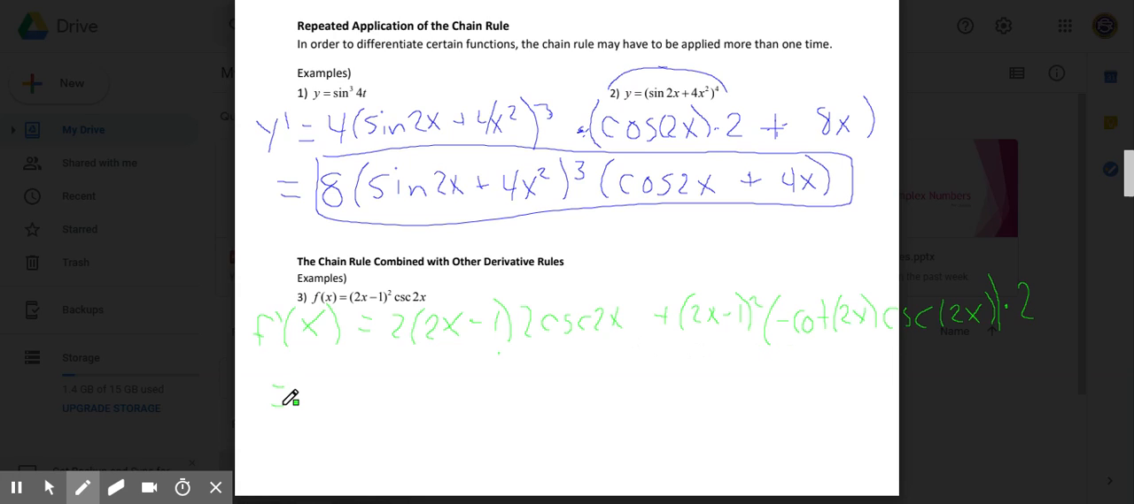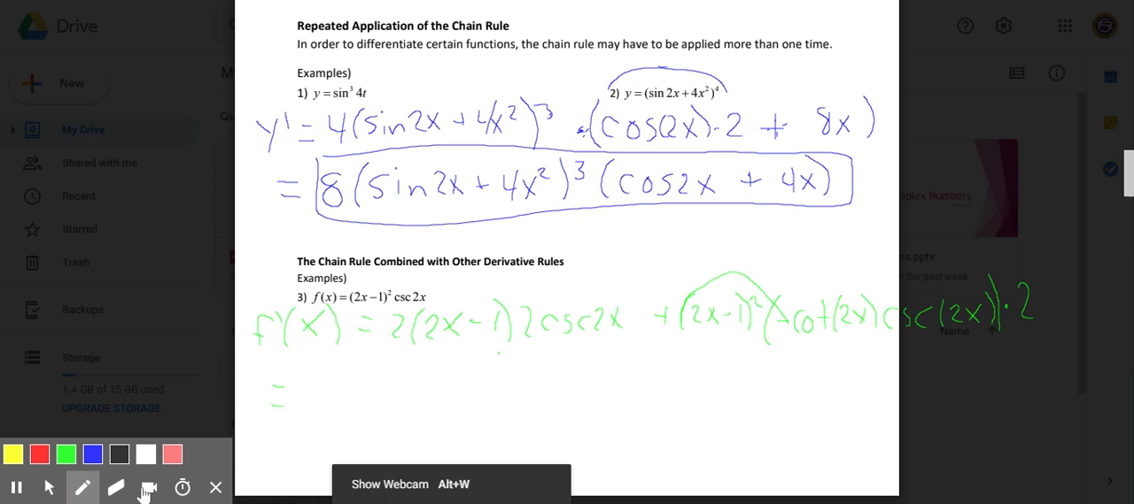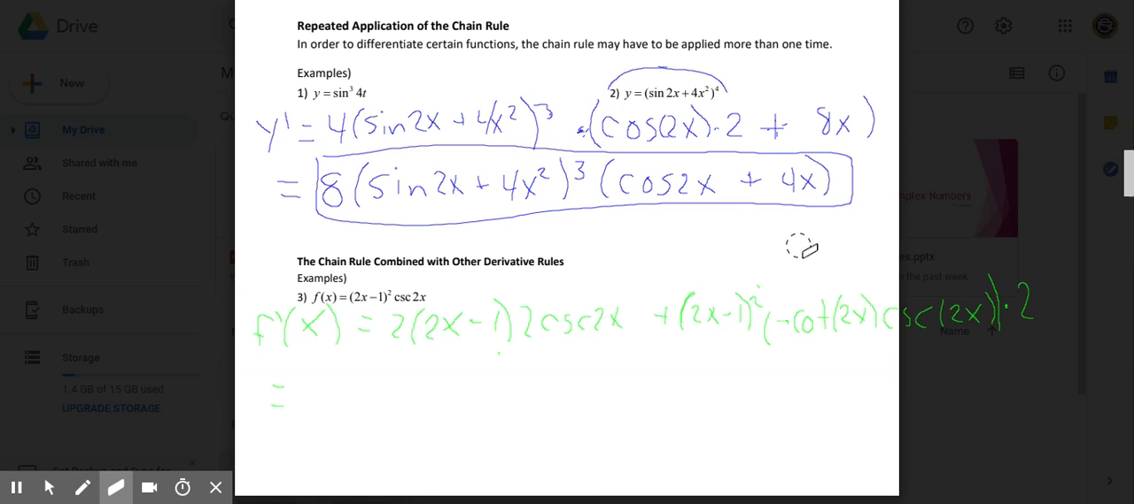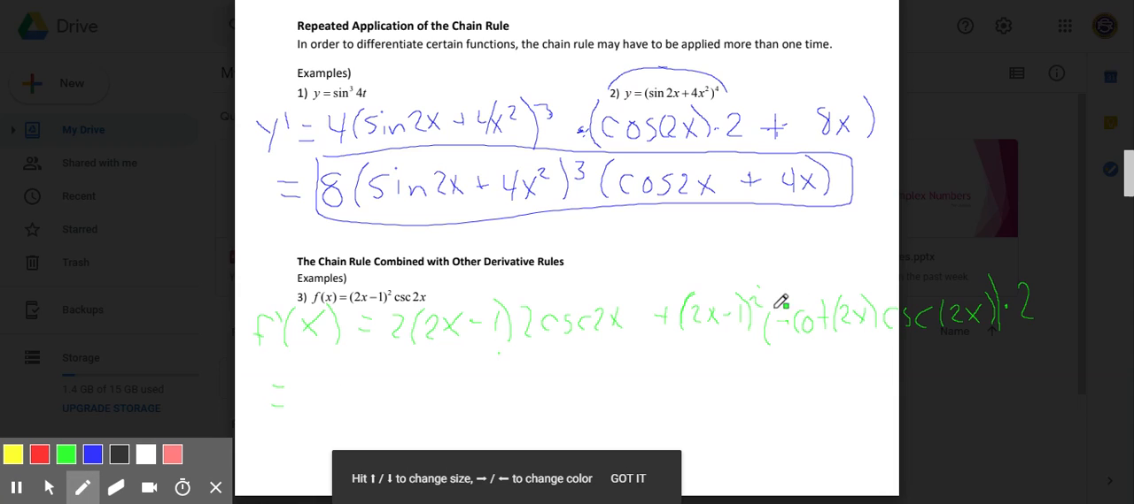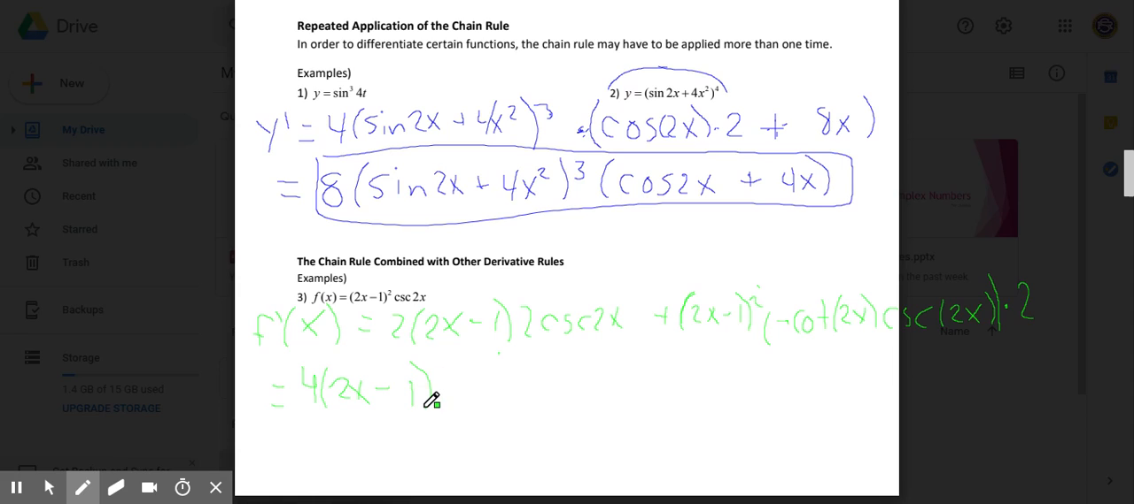Let's see if we can make that look a little better. So just looking at this, I think what I'm going to do is multiply this 2 by this 2. And then all I'm going to do is pull that negative out in front. So this negative right here, going to pull that out in front, and then this 2 as well. So that's all I'm going to do. So this 2 and this 2 gives us 4 times 2x minus 1 times cosecant of 2x.